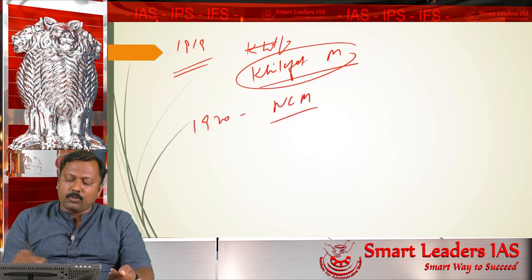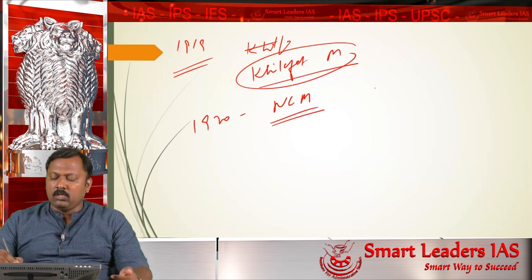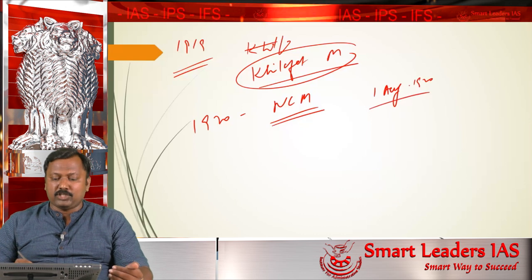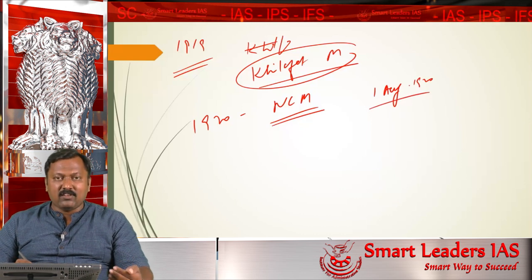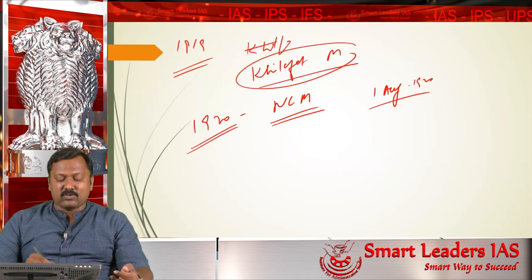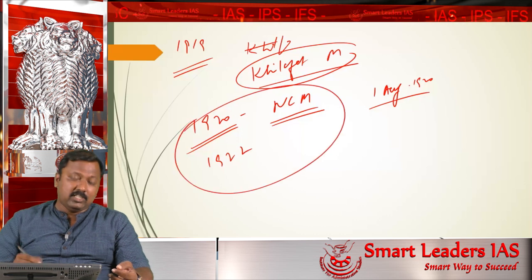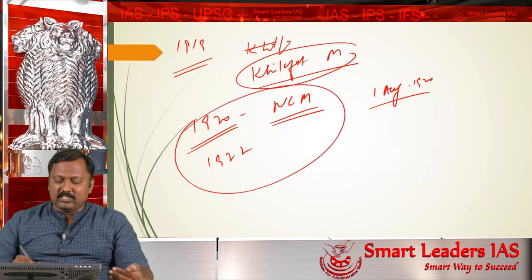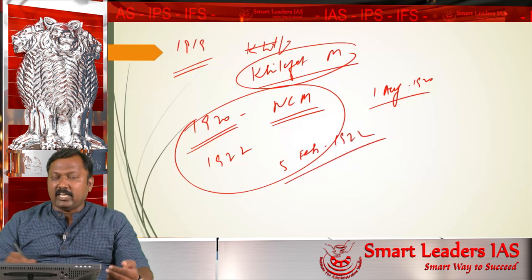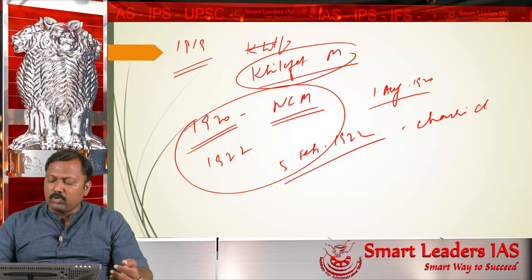which is called the non-cooperation movement. The non-cooperation movement was again launched by Gandhi, you must know, on the 1st of August 1920. What are the reasons why he launched this movement, how this movement happened, we will discuss that later. So from 1920 to 1922, this non-cooperation movement continued in India, and because of an untoward incident which happened on the 5th of February 1922, an event happened which is called Chauri Chaura.